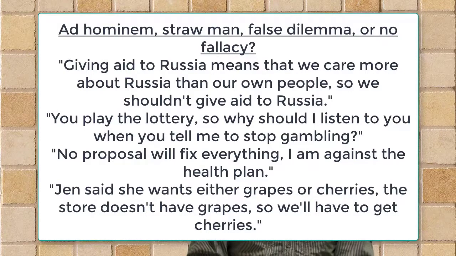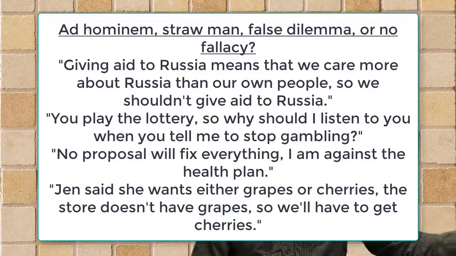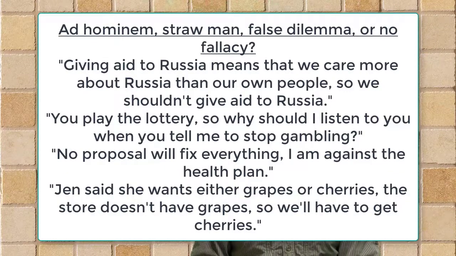The next one, you play the lottery. Why should I listen to you when you tell me to stop gambling? Right? This is a perfect ad hominem. Just because of the person's characteristics, playing the lottery, that other person is deciding, well, you're telling me to stop gambling, I'm not listening to your argument just because you play the lottery. Right? They don't ever consider that maybe even if that person plays the lottery, that their gambling habit might be a problem as well. So instead of dealing with the logic of whether it's good or bad to play the lottery, they focus on the personal characteristics of the person they were speaking to regarding gambling. So once again, that's an ad hominem fallacy.